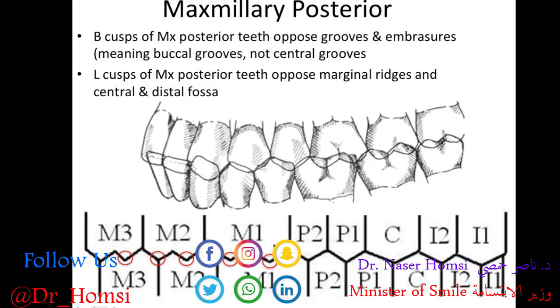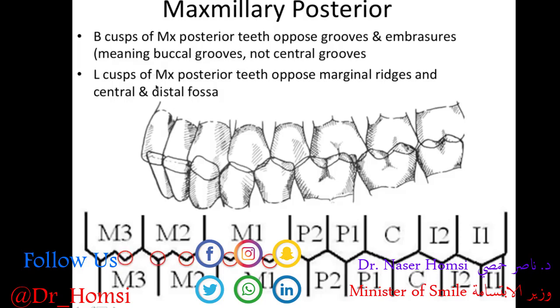Alright, so here we have the buccal cusps of the maxillary molars, and as we see here, they're going to oppose grooves and embrasures, meaning buccal grooves, not central grooves. So here we're going to be opposing some buccal grooves, and then here you see we're opposing an embrasure, and then some buccal grooves.